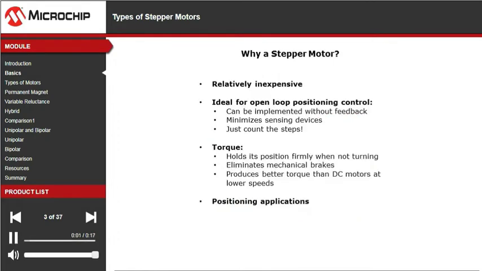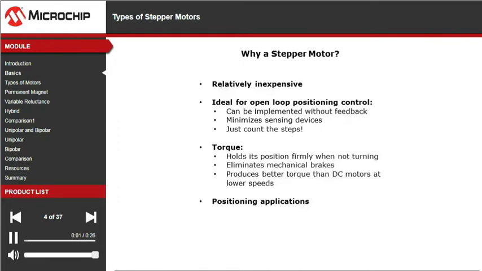Stepper motors are relatively inexpensive as compared to other motor types. There are a number of stepper motor designs that run from the most basic to very complex. The motor chosen, the resolution required, and the application at hand will determine the cost of the motor required.